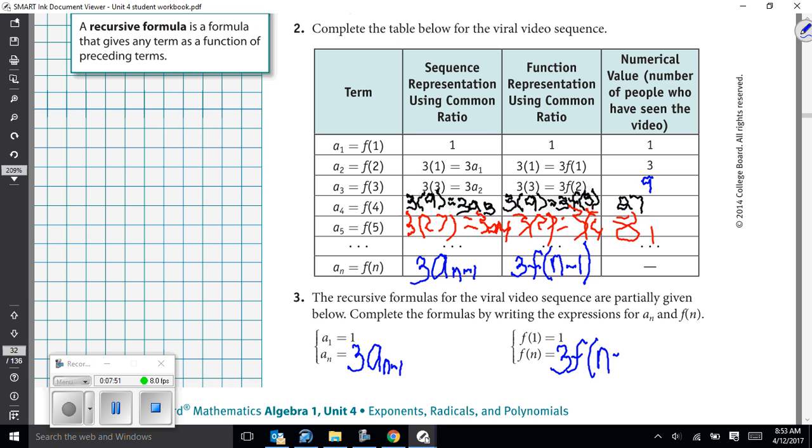Yep. 3 times whatever the previous stage was. Alright, questions?